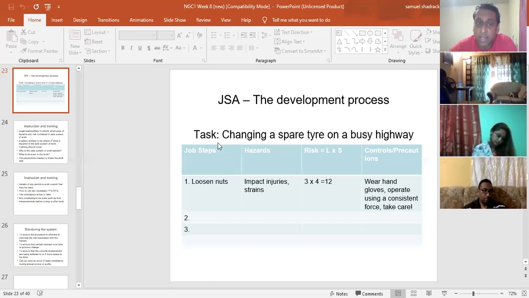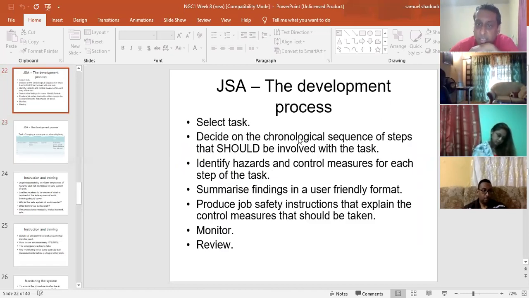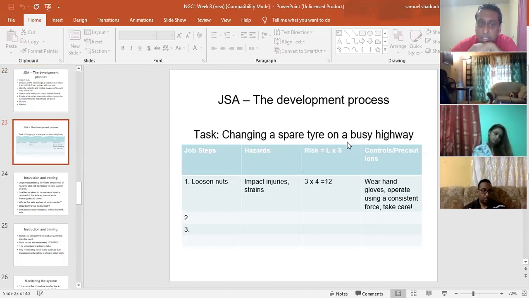Then the team has to consider what the steps are, and they cannot jump a step. So this is a bit of analysis that has to be done. How does the sequence go? What is the chronological sequence of the steps then? And with every step, you consider the hazard.